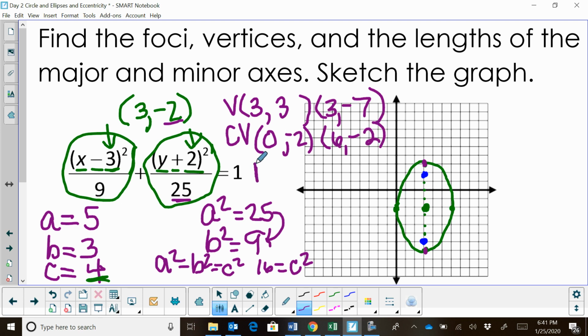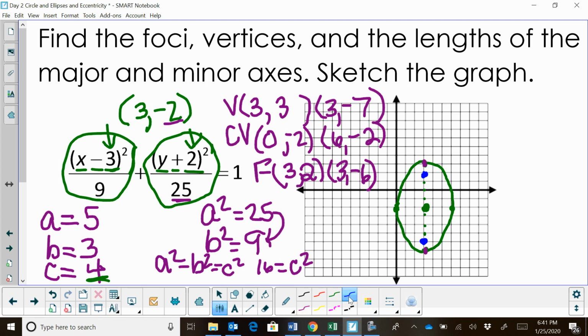Now the foci. We again are going up and down the y direction, so I'm going to take the y-coordinate of my center and I'm going to add that distance. So the first coordinate remains 3, but to the second coordinate I'm going to add 4, which puts me at positive 2. And then I'm going to subtract 4, which puts me at negative 6. And there are the coordinates for each focus.